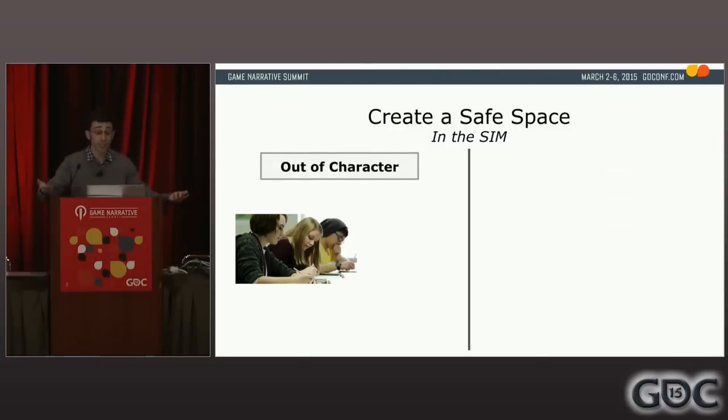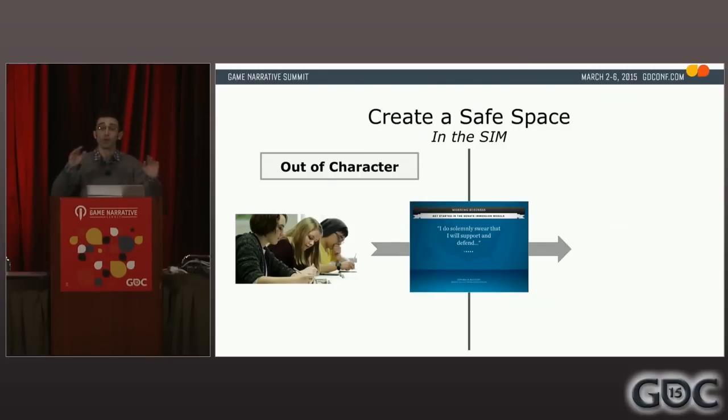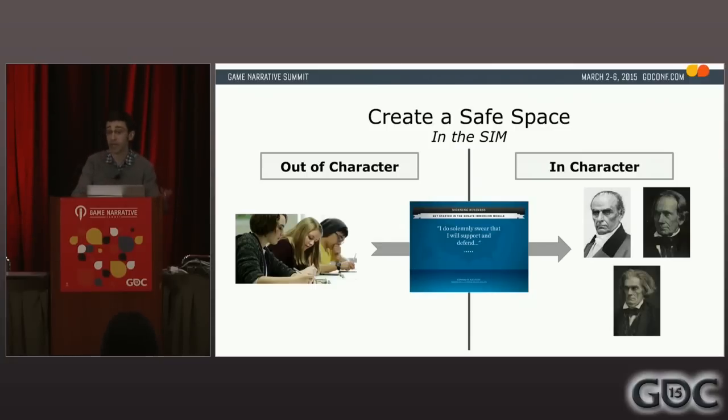Now, for example, in the sim, we always start out by giving kids this out-of-character introduction about their senators and their various historical attitudes, and then we say, okay, after you guys take the oath of office, which is a specific, very public in-game moment, everyone stands and raises their hands, everyone is going to start role-playing as their senators, and you're going to remain in character for the rest of the game, if you can.